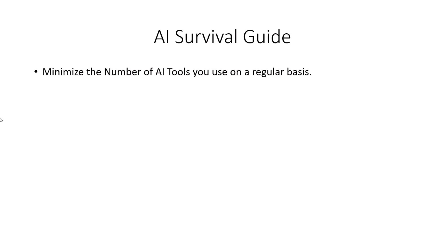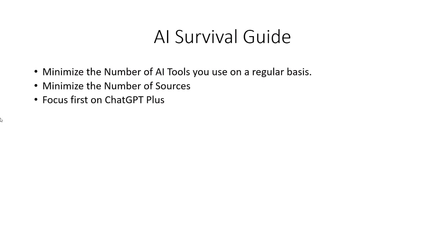Whether you're an information marketer or a marketer of your product or service, if you're going to use AI, you want to be aware of just the minimum number of tools you need in order to be effective. You want to minimize the number of sources that you are generating that AI from. What I suggest is that you focus first on ChatGPT Plus. And again, it's not that ChatGPT Plus is going to be perfect. It's a paid subscription. It is something that you've got to pay for monthly.